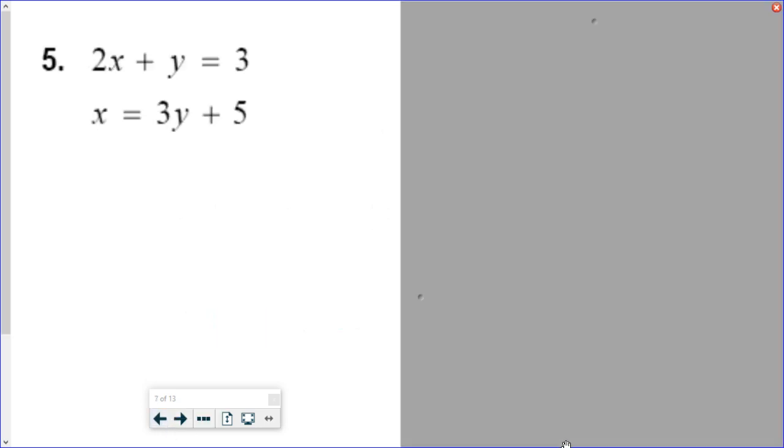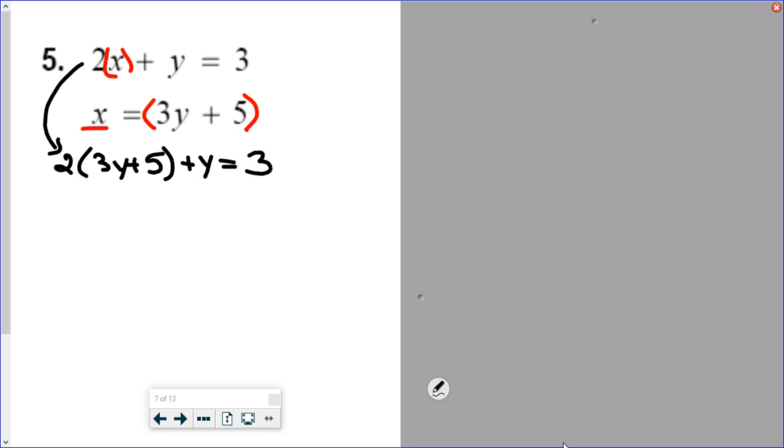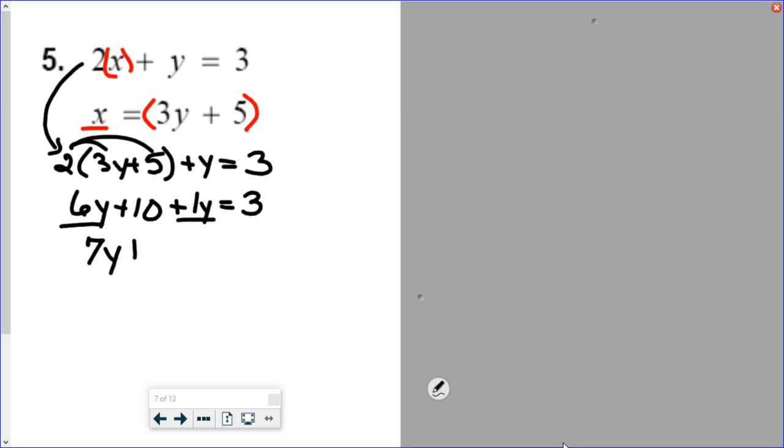Okay, for those of you still on, we're just going to do one more. Again, this time it's x that's by itself. So I'm going to put all of that in for x. So the 2 is still there. The 3y plus 5 is now in place of that x, and the rest gets written out. Distribute 6y plus 10 plus a y, but I'm going to put a 1 there just so I don't forget. So when I add my y's together, I get 7y plus 10 equals 3.